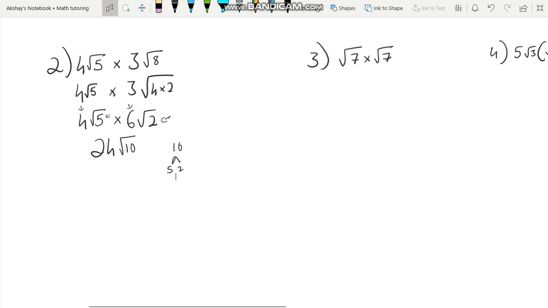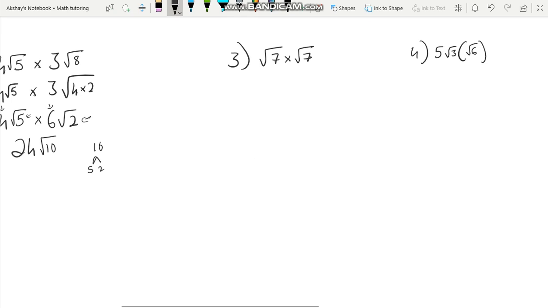Alright. Our third question is root 7 times root 7. Again, our index is 2, so we can just multiply the radicand, which is 7 and 7 in this case. So I have square root 7 times 7, which is square root 49. Square root 49 we know is equal to 7 squared. So the square root of 49 is 7, because 7 squared gives me 49. So my answer is 7 here.